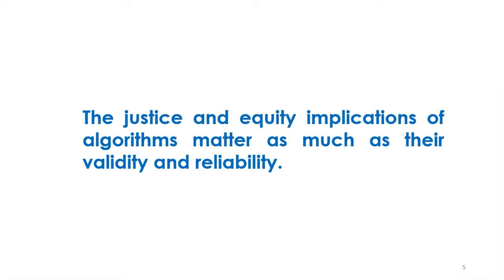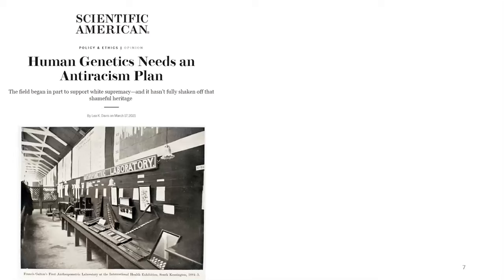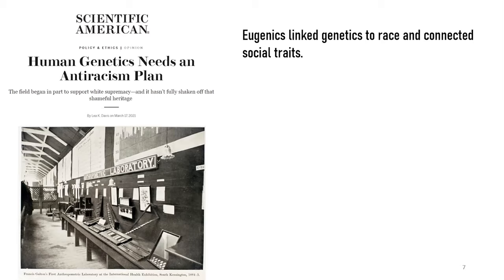Well, let's use a case in point. For those of us working in forensics, we've heard the name Francis Galton. He's often associated with the study of fingerprints, but he was also the scientist who initiated the study of eugenics. And eugenics is using genetics to link race with social traits or social behaviors.